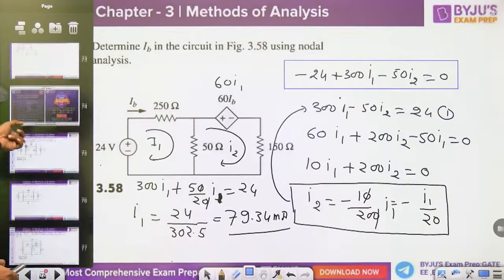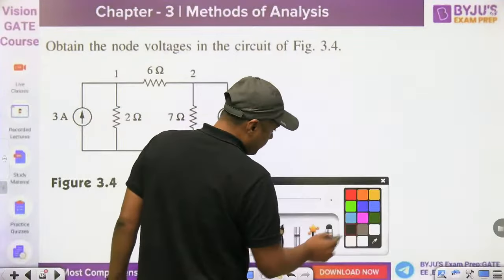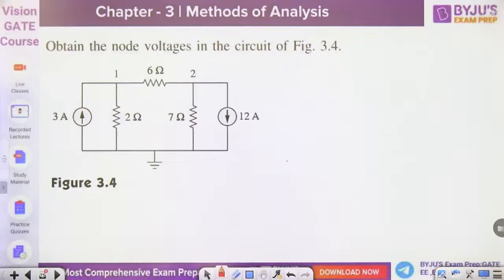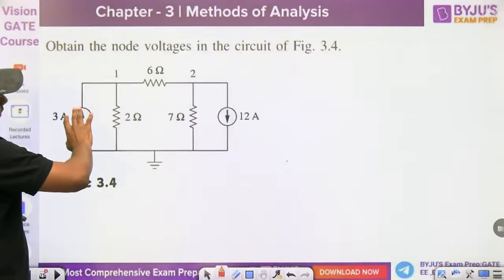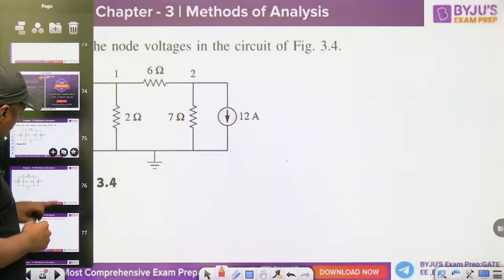Then next one, this one. Obtain the node voltages. Now this is a very easy question, but some students make mistakes. That's why node voltages in the circuit of figure 3.4. Then what is the answer? Figure 3.4, what is the value? Quickly give me the answer, everyone. I just want the answer. V1 and V2. Then this is the incoming current, and some students are confused with this. That's why, watch this.